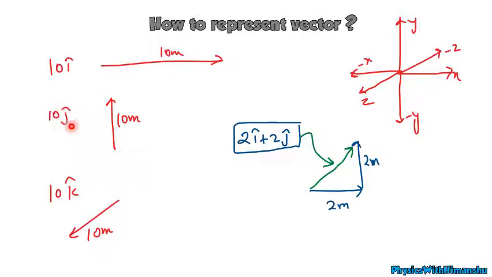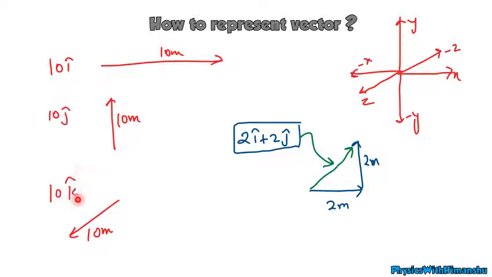Similarly, 10 j cap will be represented like this: 10 meter in positive y direction. And for 10 k cap, it is 10 meter in positive z. Now if you see, this is positive z. So 10 meter in positive z direction. This is how we represent a single vector quantity.